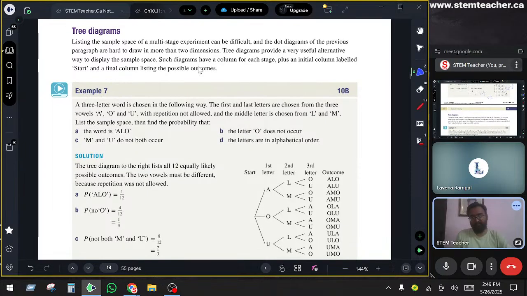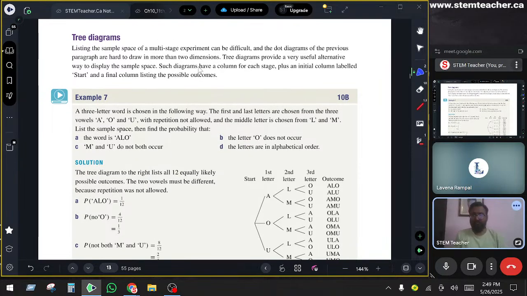Okay, next, tree diagram. It is important. There is a rank of word also there here. I taught that to IIT students at my previous school. So read up this point.